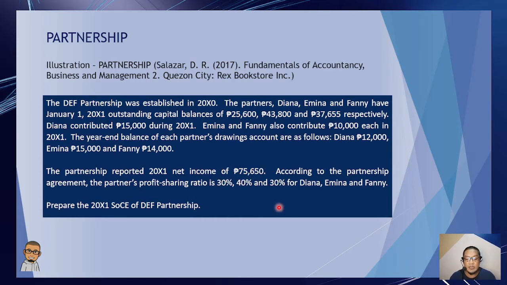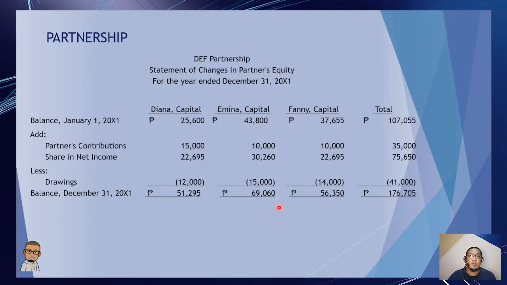Okay, let's go to the next slide. Okay, now this is how you show a statement of changes in partners' equity, which is what we will discuss since this is a partnership. Okay, so you have DEF partnership, the name of the partnership as part of your header, our usual. You have your statement name, statement of changes in partners' equity. And don't forget that you have to tell the users that this is for the year ended December 31, 2021.